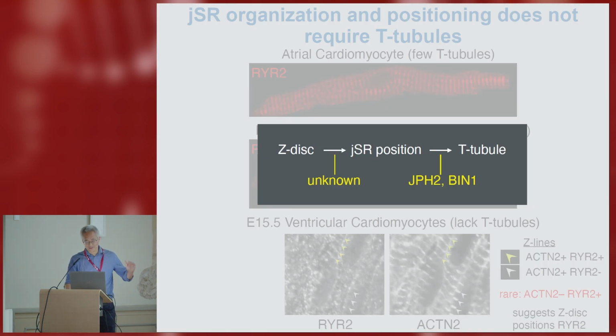So just to summarize, we have the Z disc somehow positions the junctional SR, but how that happens is not known. And then the junctional SR provides information for the assembly of the T-tubule, which is probably through junctophilin and BIN1.